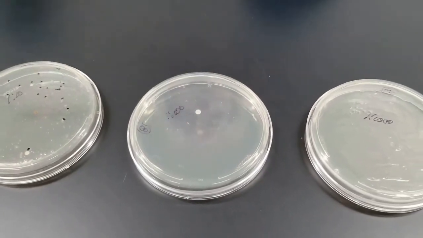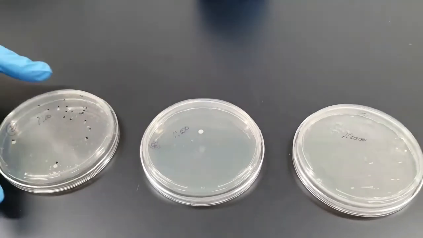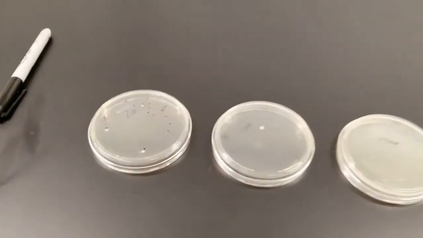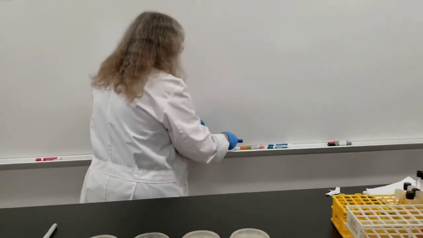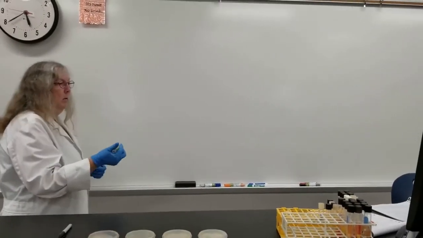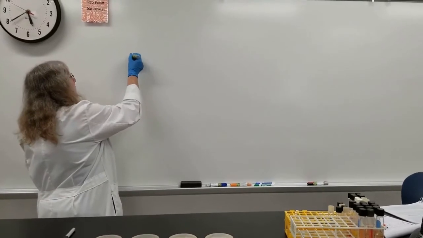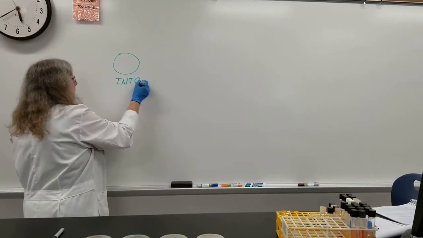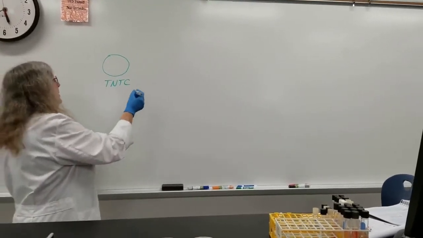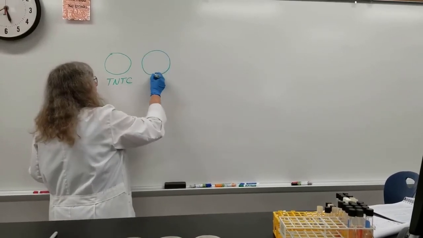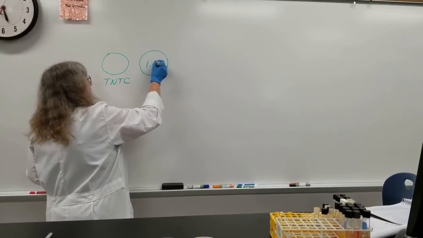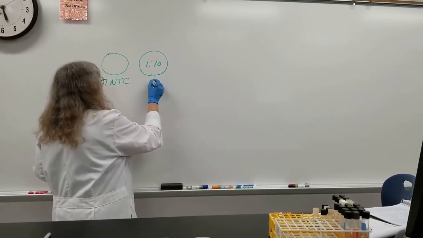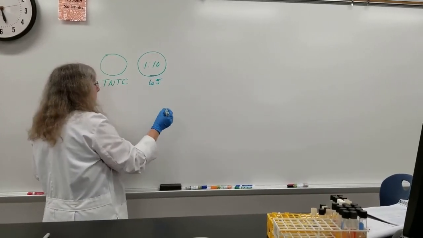Now, what do you do with this number? We previously counted this plate, the 1 to 10. What you would do is, oftentimes your first plate here may be too numerous to count, TNTC. That means there's more than 300 colonies on there. Now this plate was a 1 to 10 dilution. And we previously counted this plate and had 65 colonies on it.